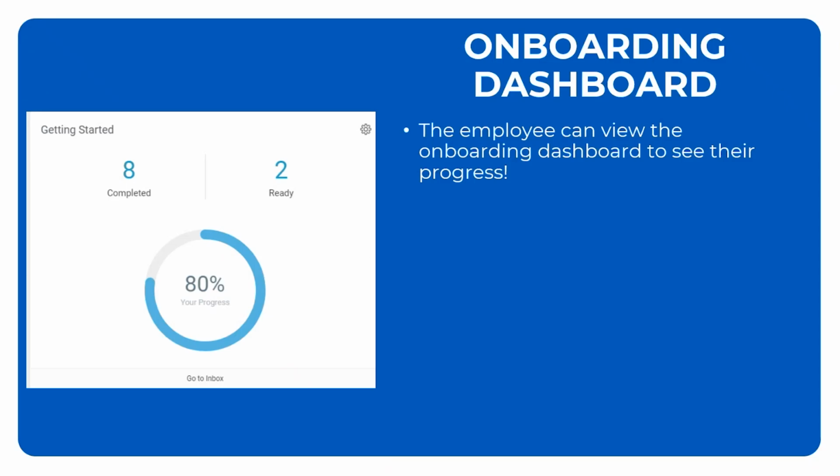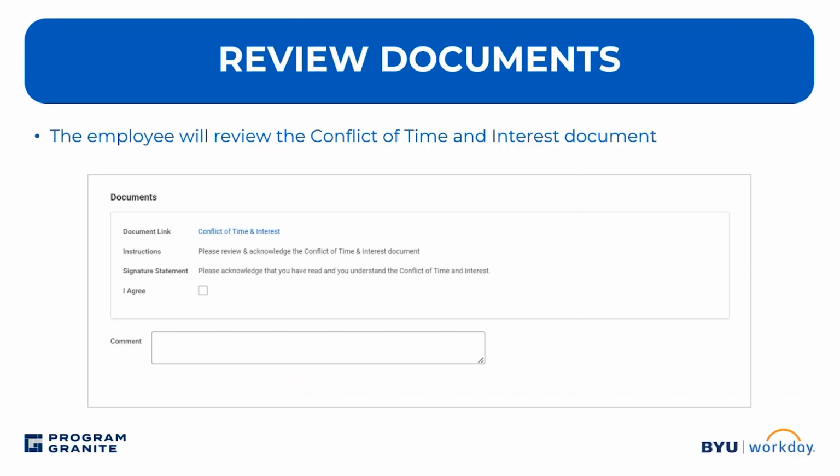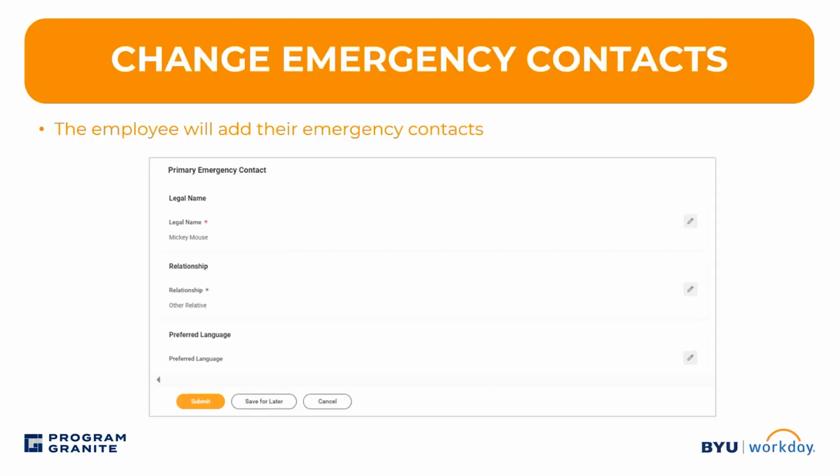All right, so if we took a look at our onboarding dashboard, they would see that they've completed 8 and they have a couple ready, depending on where they're at and how many they get. I think you guys will just have 2. I might have a few more as a new hire. The employer will view the conflict of time and interest document. They'll just hit I agree after they've reviewed it and submit it. And then the employee will go in and add their emergency contacts.